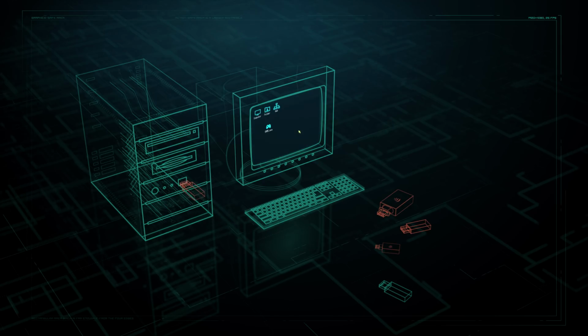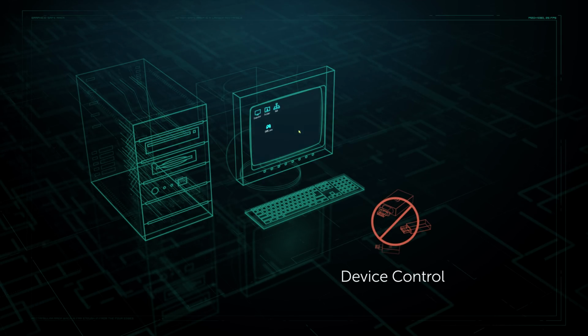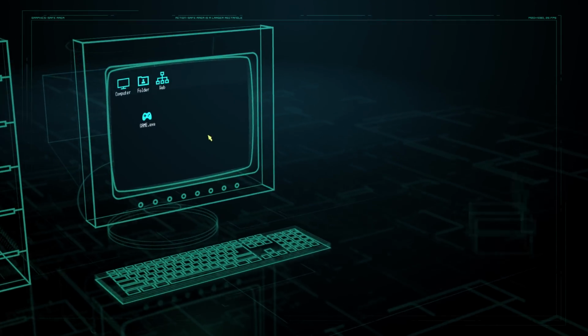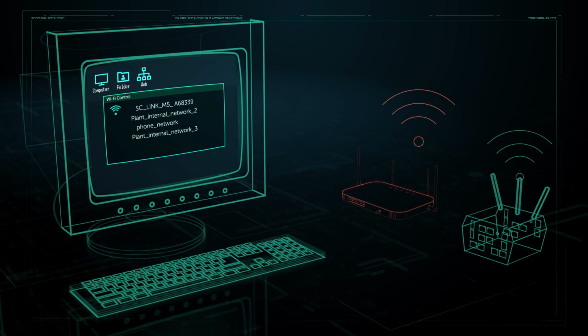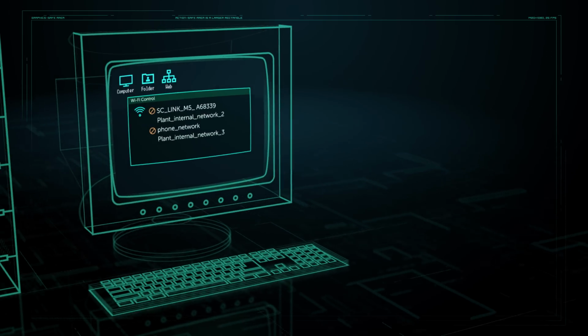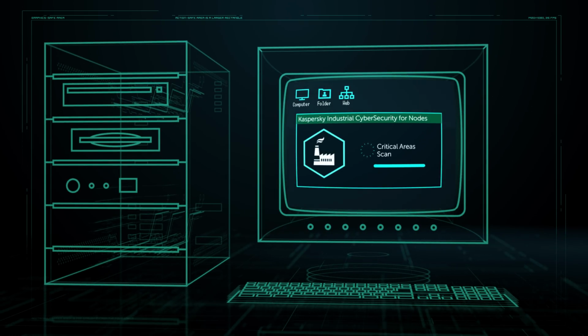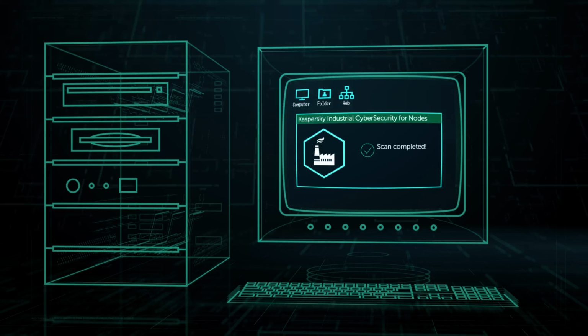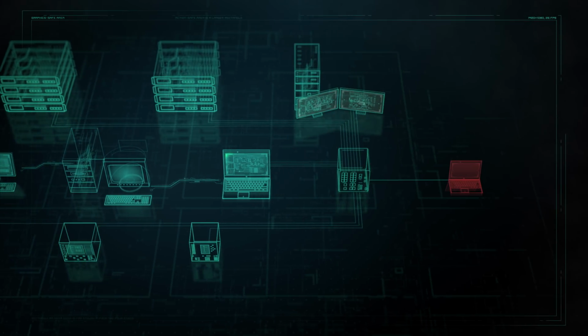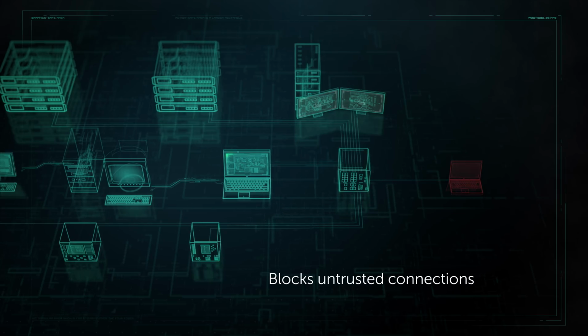Device control enables only whitelisted external devices to connect to the computer, while Wi-Fi network control prevents connections to untrusted SSIDs. The second layer is an anti-malware protection. This prevents infection by malware, including ransomware. The third layer blocks external network connections at the host level.